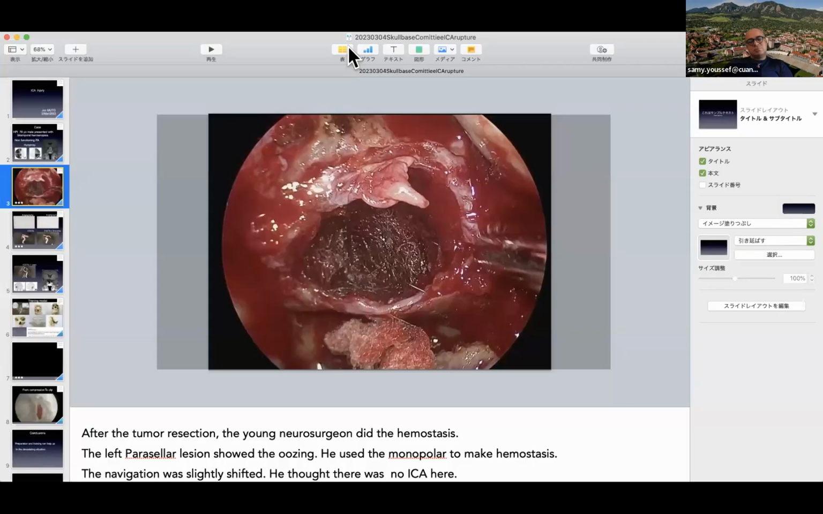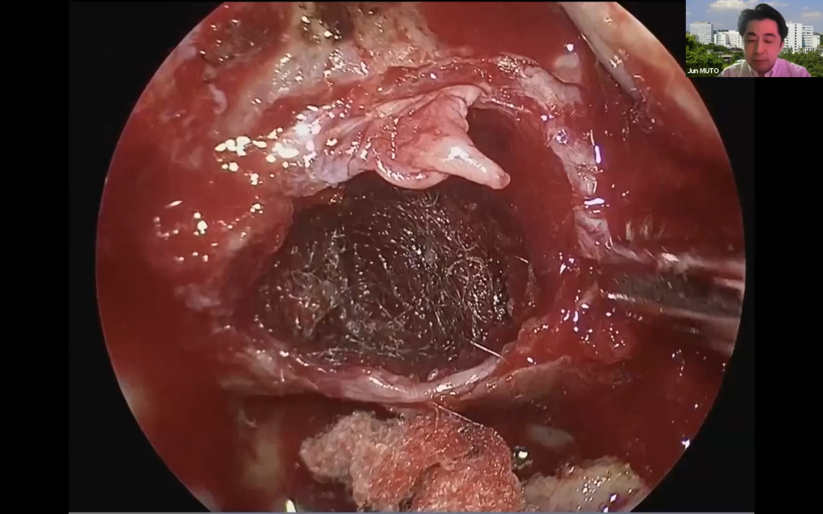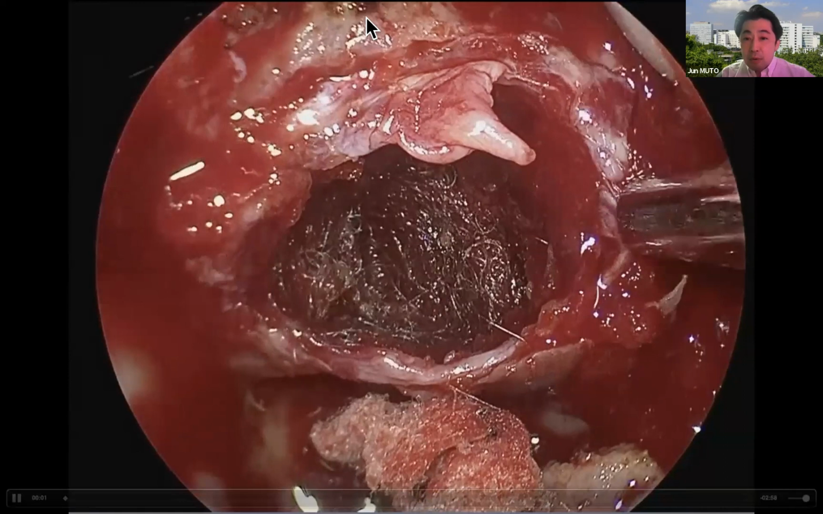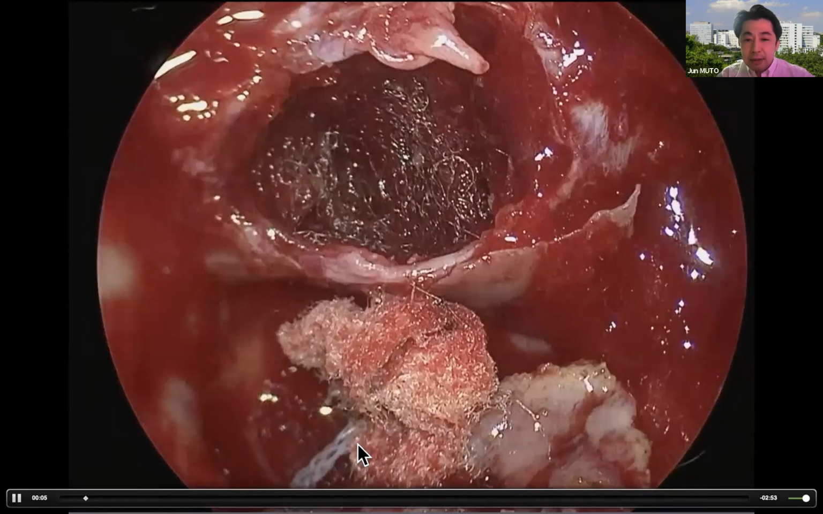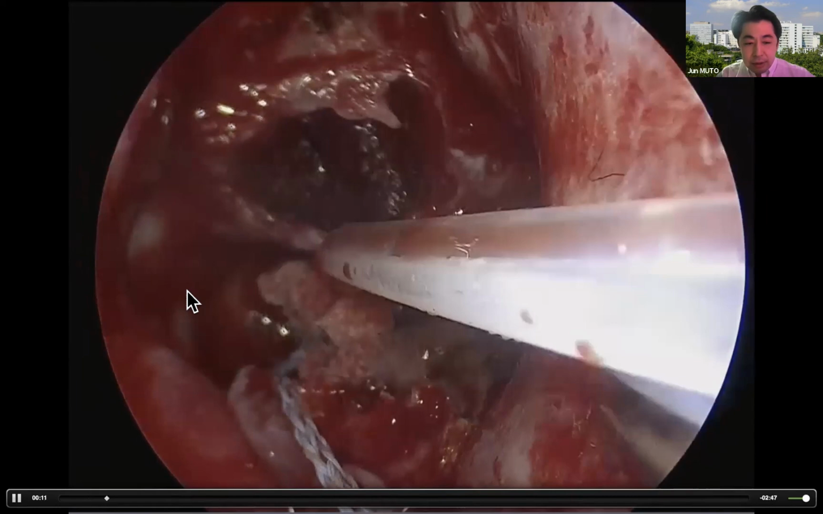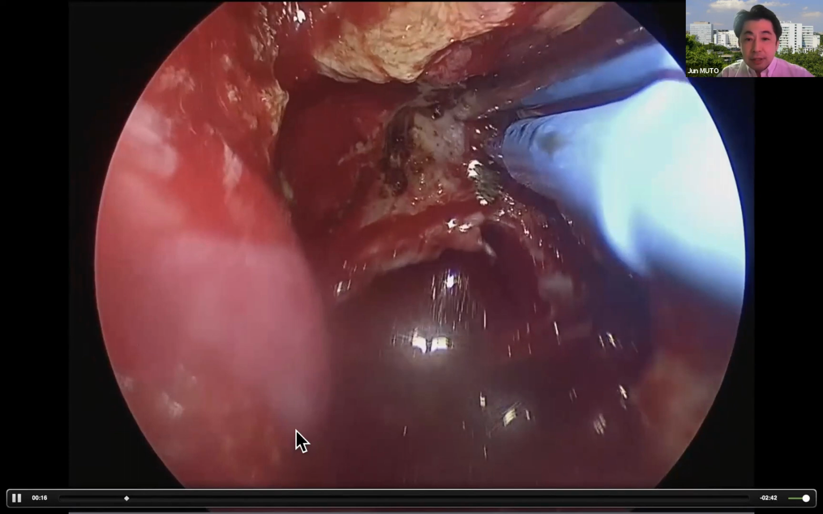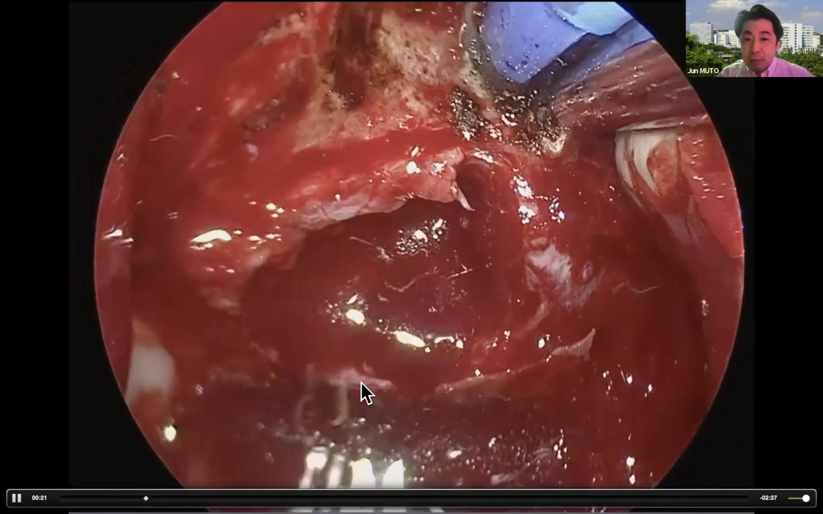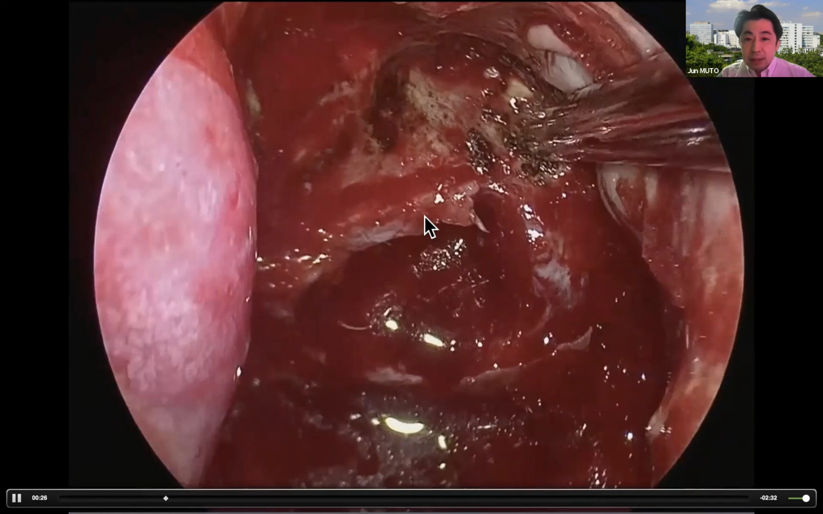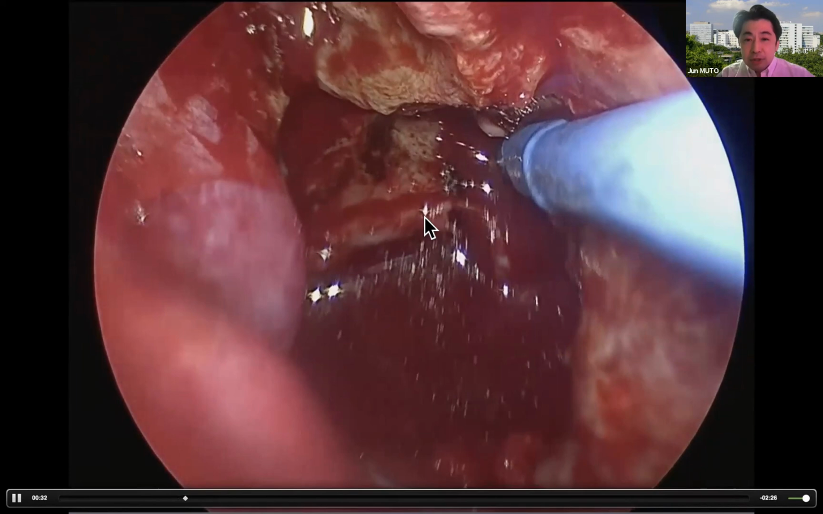Hello, everybody. I would like to share my case, but it was previously discussed. We make a small pinhole on the carotid and put cotton and muscle, and can achieve hemostasis. The young neurosurgeon tried to control bleeding with monopolar and made a small pinhole on the carotid like this, and the bleeding is coming from here. So we put the cotton on the rupture point.